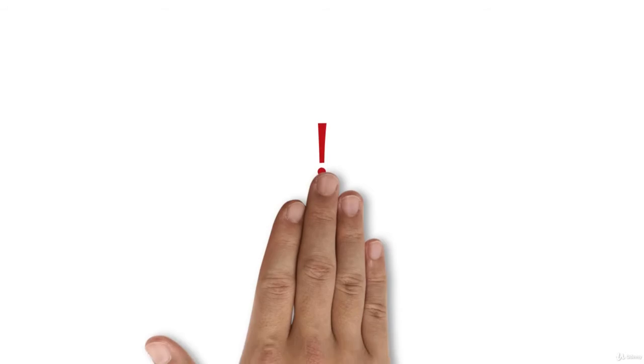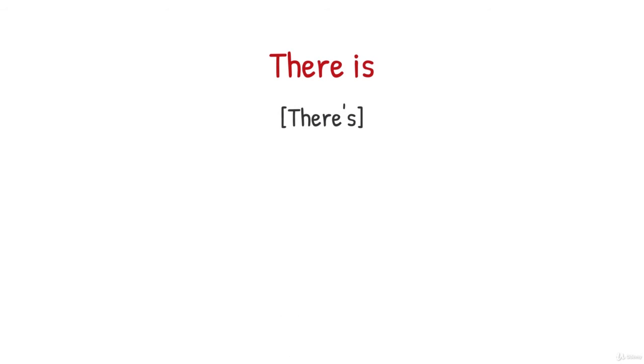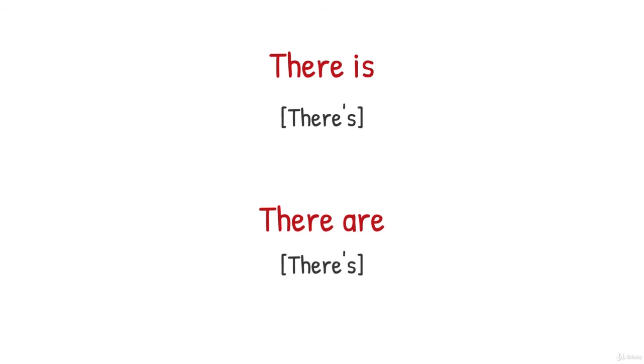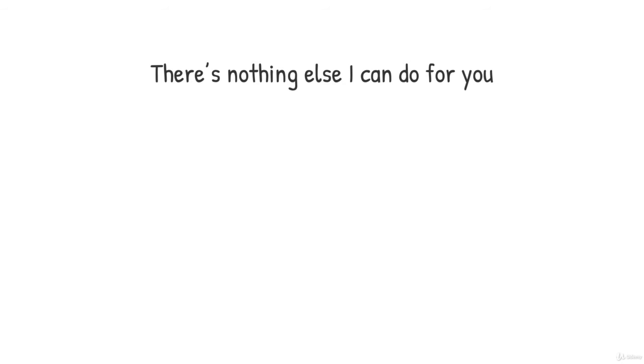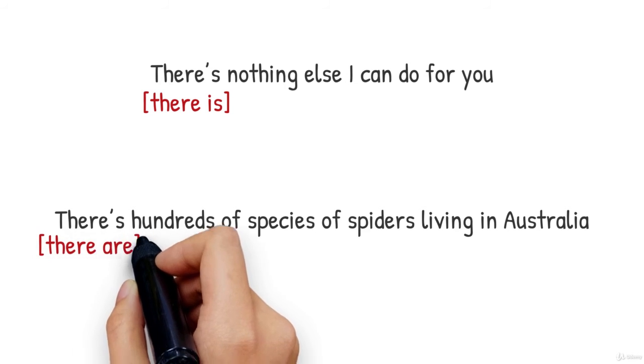Also, I want to tell you an interesting phenomenon. The contraction of there is is there's. And the contraction of there are is also there's. For example, there's nothing else I can do for you. There's is a contraction of there is. There's hundreds of species of spiders living in Australia. There's is a contraction of there are.